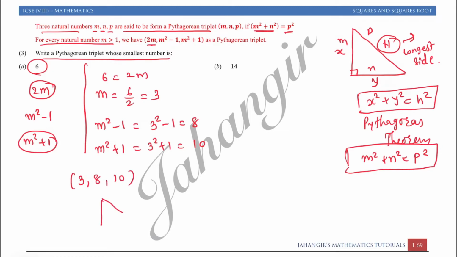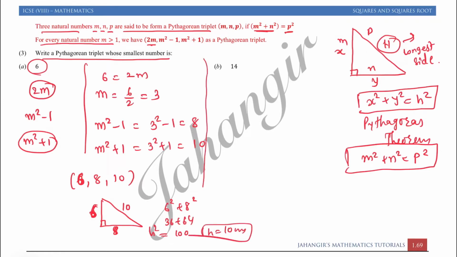See, if one side is 6, since 2m is 6, another side is 8, so the hypotenuse will always become 10. If you want, you can check 6 square plus 8 square. What will you get? 36 plus 64, that is 100. The square root of 100, because it's h square, so h is equal to 10 centimeter or 10 units, anything. So whenever the smallest side is given, you can find the measurements of the remaining two sides by this formula. This will help you in higher standards also.